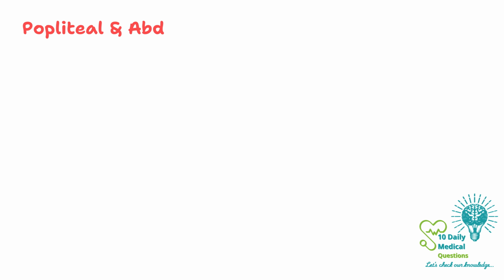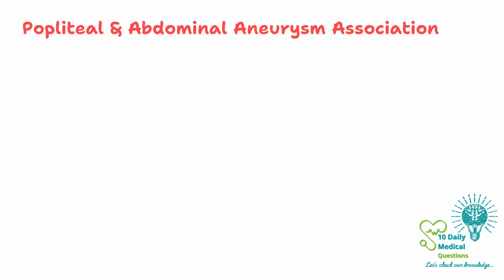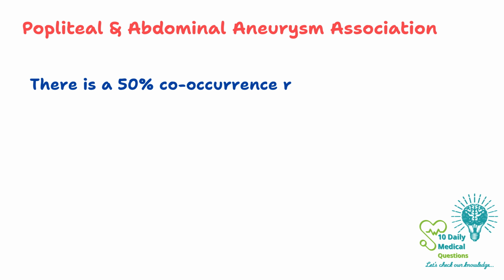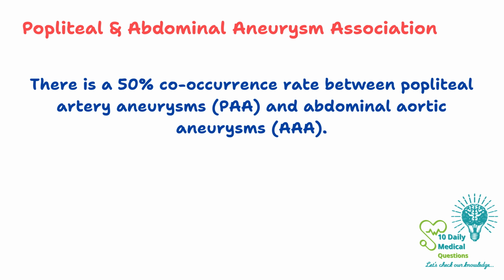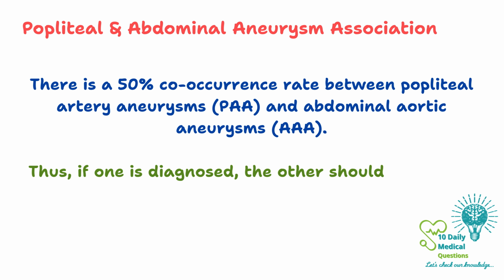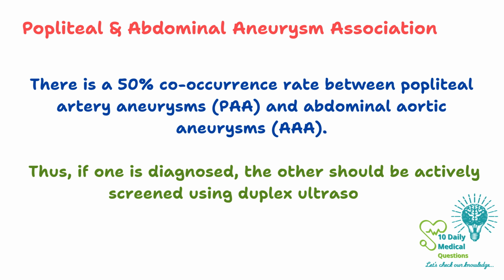Popliteal and abdominal aneurysms. Important association. An important clinical point: when you find an aneurysm in the popliteal artery, there's about a 50% chance that an abdominal aortic aneurysm is also present, and vice versa. So, when one is diagnosed, screen the other, usually with a duplex ultrasound.